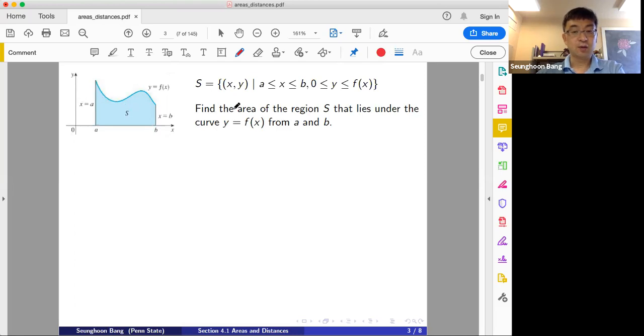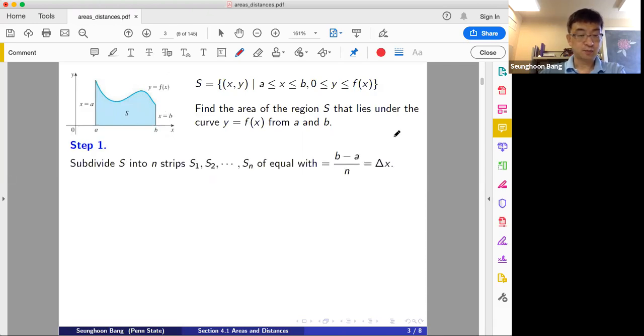Find the area of the region S that lies under the curve y equals f of x from a to b. Sorry, this is like a typo. So a to b. So how can you find it?